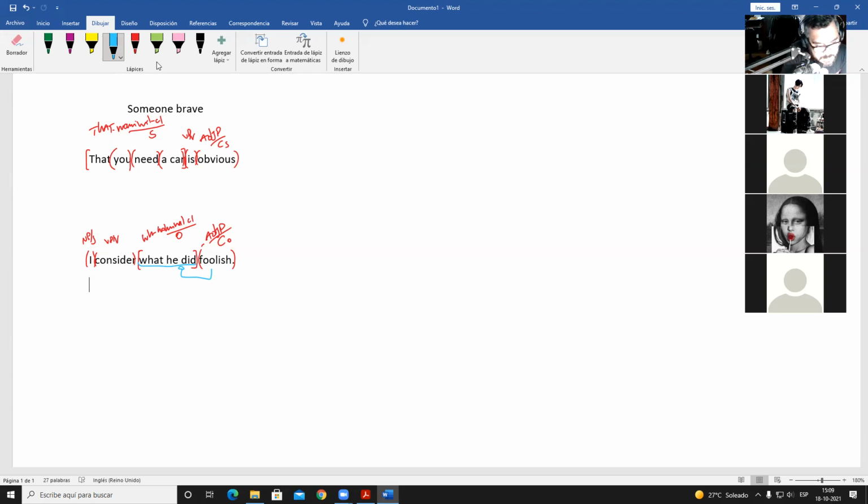So I don't agree with this example. I think foolish, all over again, is providing information about the WH nominal clause, what he did. Okay, that's my opinion. Sorry. So I don't agree with Randolph Quirk.